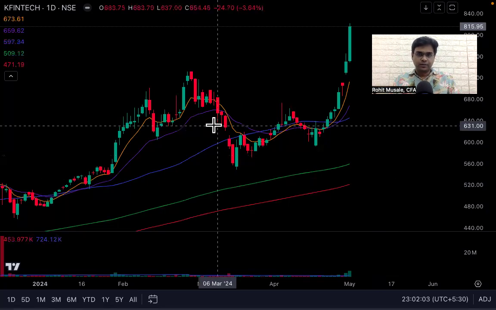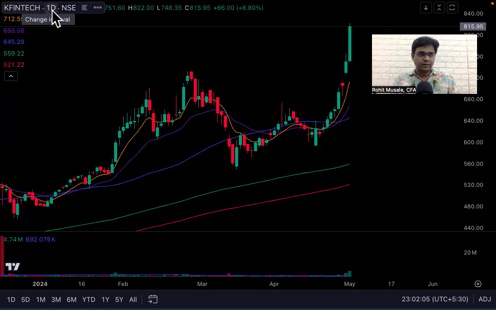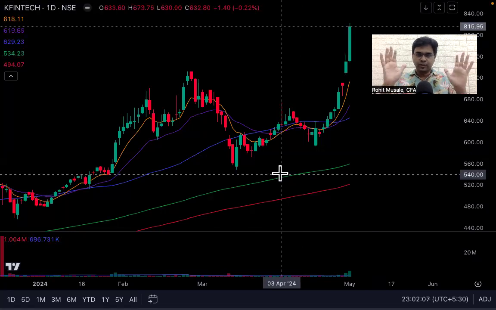So as usual, this is KFin Tech. This is a daily time frame chart. I only look at the daily time frame. I don't look at other time frames except for trade execution. I go to the 15-minute chart, that's the only time I'm going there. Otherwise, my trade is fully on the daily time frame chart.